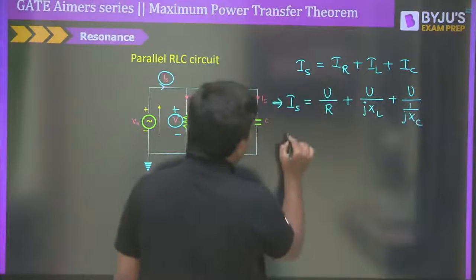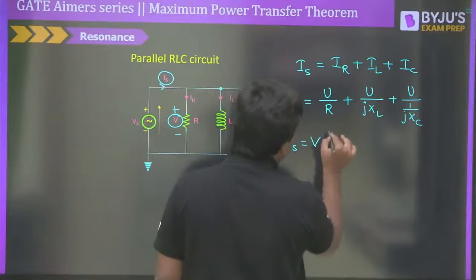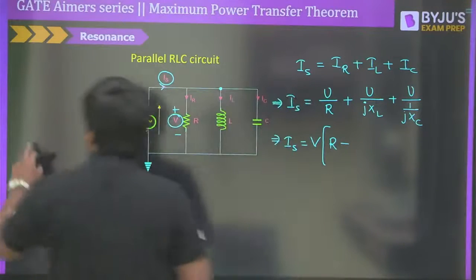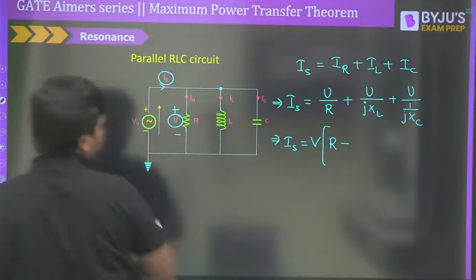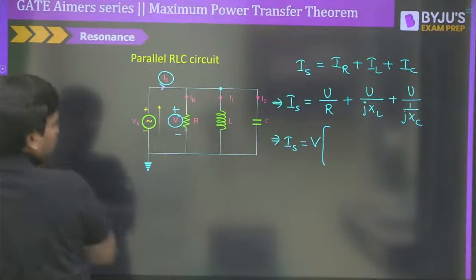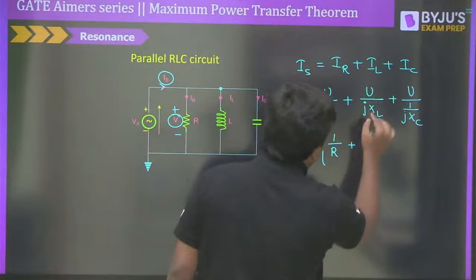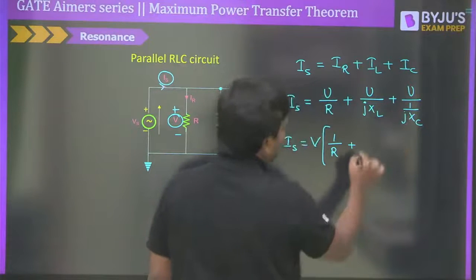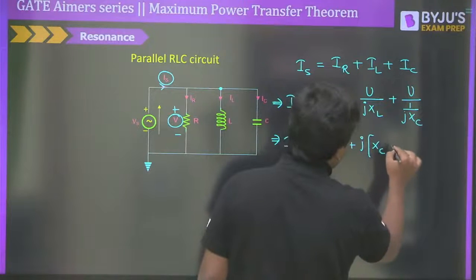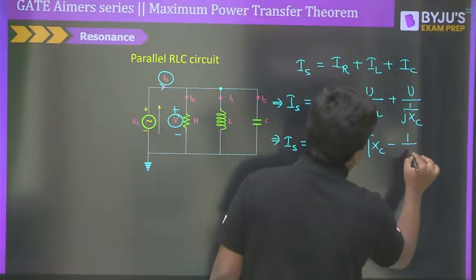Now moving ahead, this current IS can be written as V into, of course, inside the bracket, 1 divided by R. So let me take a few minutes, but write everything clearly here. Yes, 1 divided by R here, and plus, what about this one? So this is J into XC, correct? Minus J into XC minus 1 by XL here.